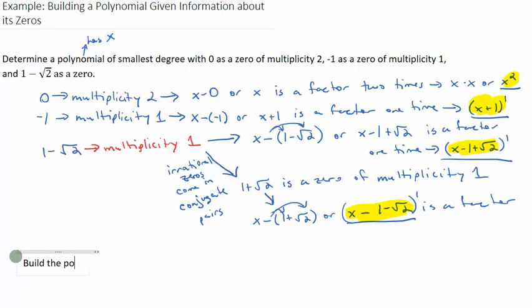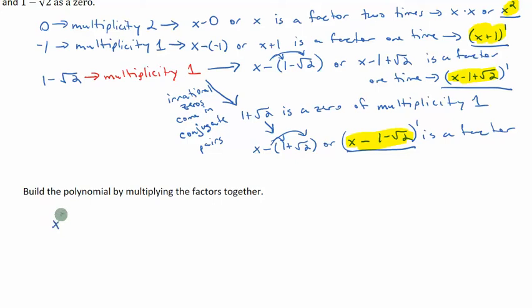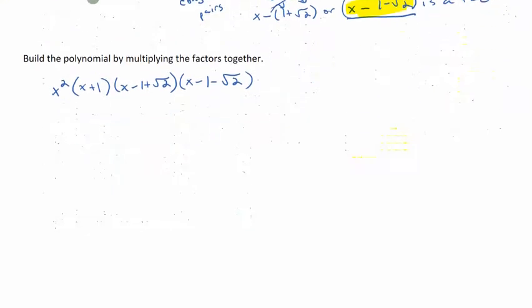So we build the polynomial by multiplying, because you always multiply factors. Okay, so that's what we're going to do next. So we have x squared times x plus 1 to the first times x minus 1 plus the square root of 2 to the first times x minus 1 minus the square root of 2 to the first. And of course we could adjust the constant coefficient out here in front if we need to. But for now let's multiply out what we have. I recommend always multiply conjugates first.